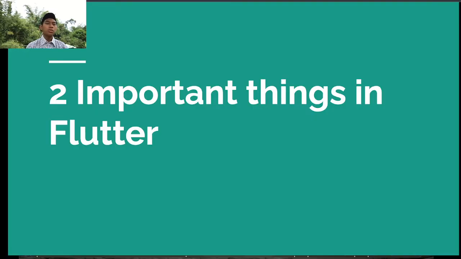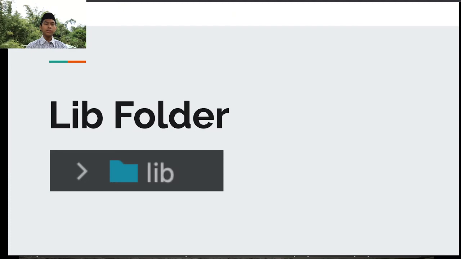There are two important things when you build a Flutter project. The first one is the lib folder. This is where you put all of your source code to build your project. So you put all of your files in this lib folder. All of your Flutter source code will be in this folder.